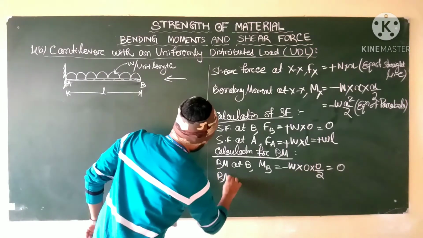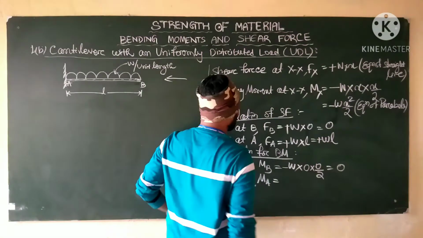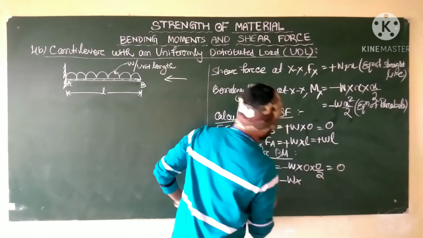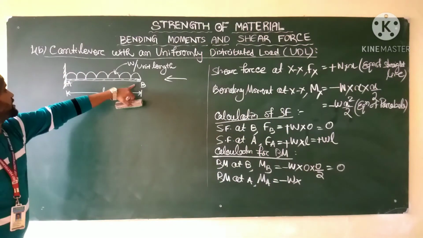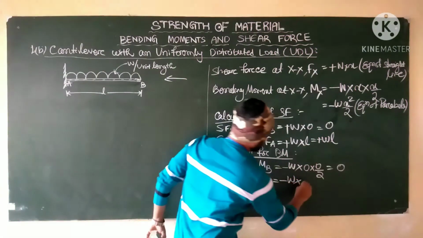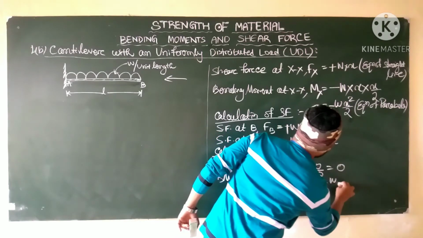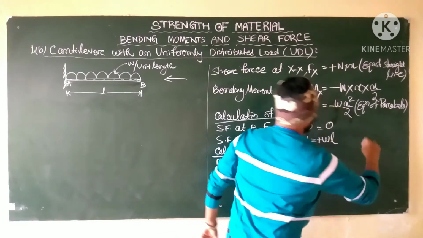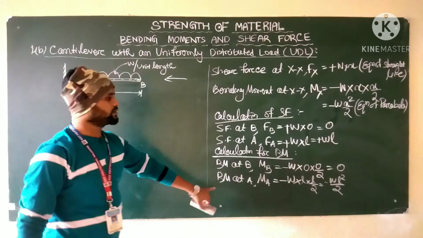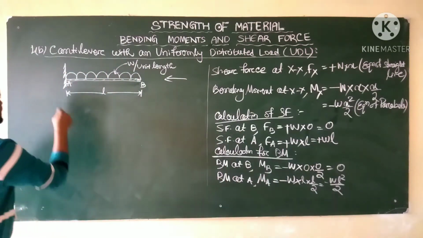Next, bending moment at A, that is MA equal to minus W into, now the distance becomes L, so W into L by 2, we can say minus WL square by 2. So these are the shear force and bending moment at point A and B. Now we will draw the shear force diagram and bending moment diagram.